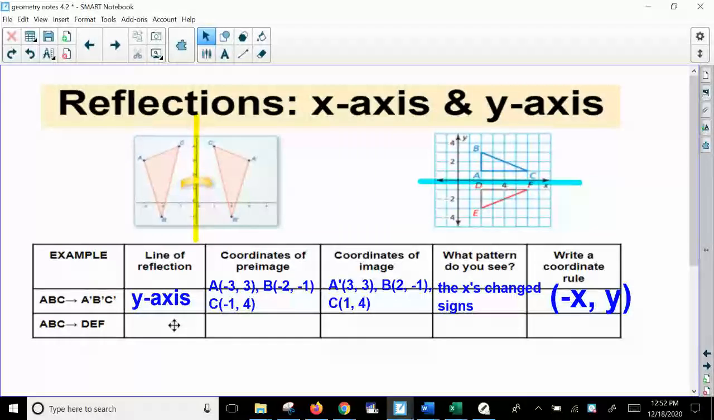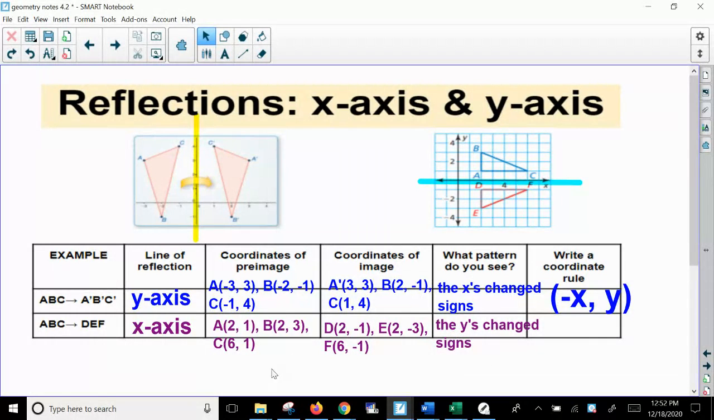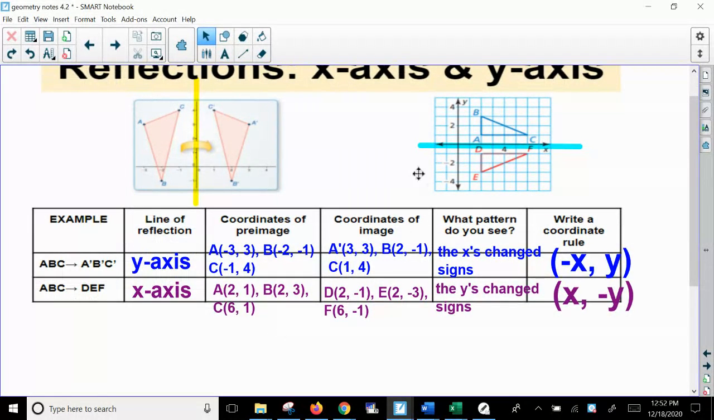The next example is a reflection in the x-axis. So triangle ABC is your pre-image. And here are the coordinates. And triangle DEF is the image. This time you should notice that the y coordinates change signs. +1 changed to -1. +3 changed to -3. So the rule for reflecting over the x-axis is (x, -y), which means whatever your x coordinate is, keep it the same, but change the sign of the y coordinate.